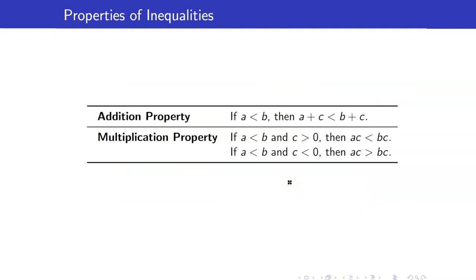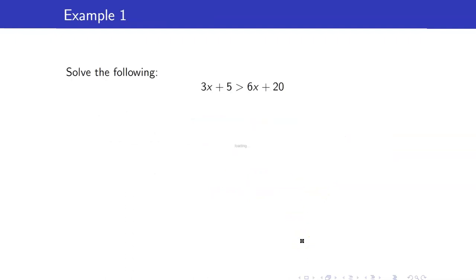Let us recall some properties of inequality. So take note that this is the same as your addition property of equality. So this is saying that if you have an inequality, you can also add the same number on both sides of your inequality. The only difference is that for multiplication property, if you multiply a negative number on both sides of your inequality, the inequality sign flips. This property also applies if your sign over here would be less than or equal to, greater than or equal to.